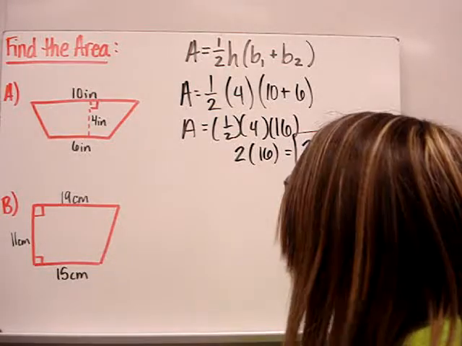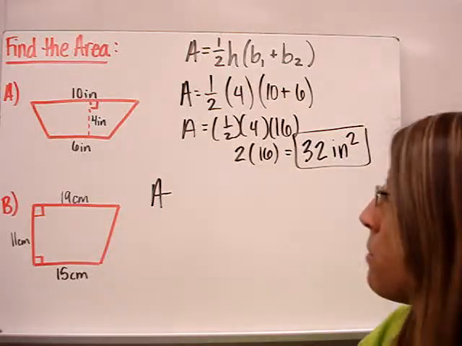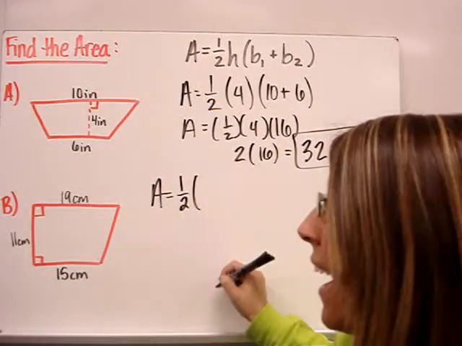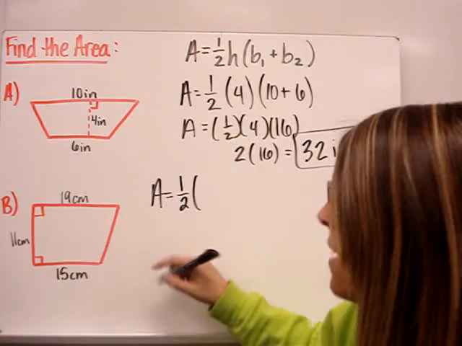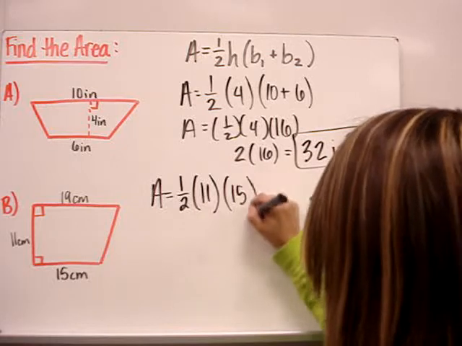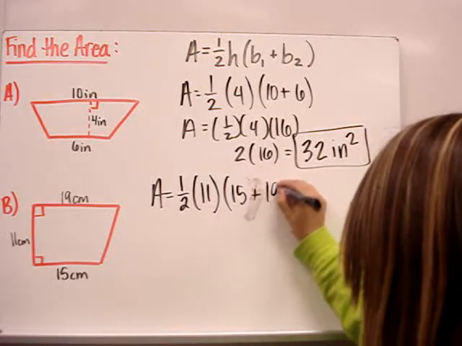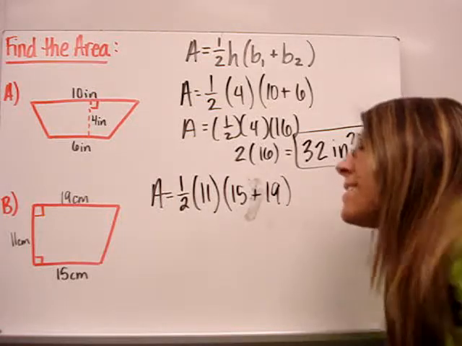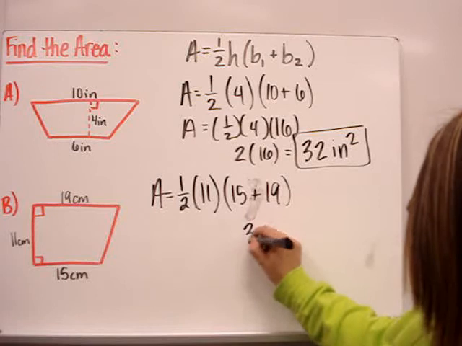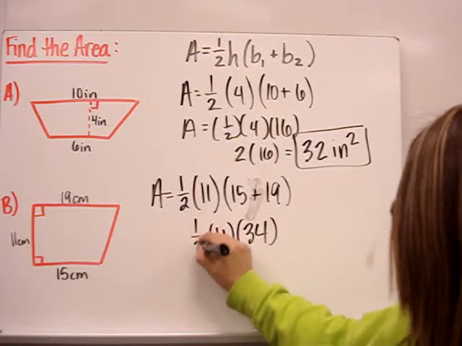In example B, the formula, area is 1/2 times the height times base 1 plus base 2. Well, the area equals 1/2, the height here is 11. Base 1 is 15, and plus base 2, which is 19. 15 plus 19 is 34. And then we have 11 and 1/2.